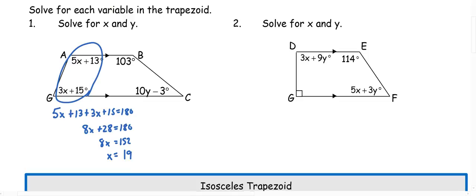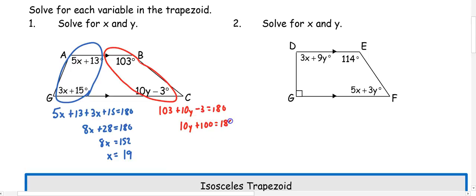To solve for y, we're in the same case here. B and C are supplementary because they're one angle from each base. So we have 103 plus 10y minus 3 equals 180. So we combine like terms. 103 minus 3 gets us 100. So 10y plus 100 equals 180. We can subtract 100 from both sides. So 10y equals 80. And when we divide, y equals 8.